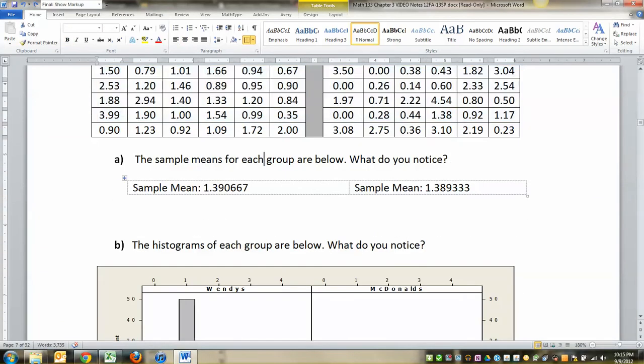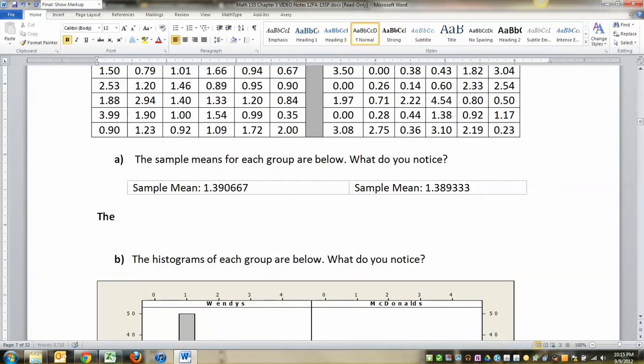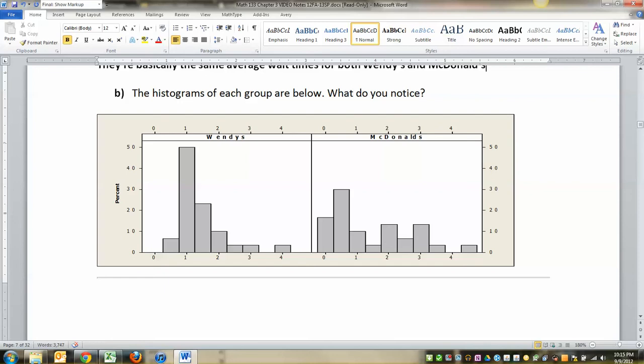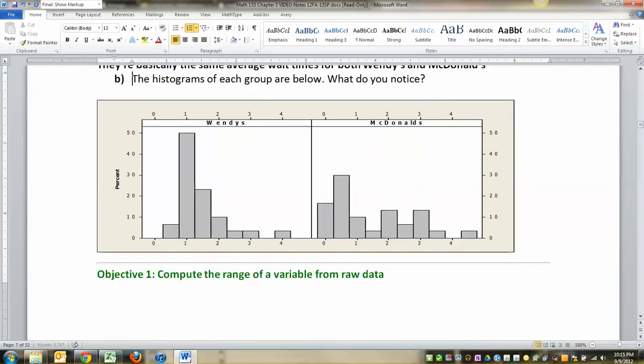So the sample means for each group are below. What do you notice? They're basically the same. Wendy's and McDonald's. Cool. Right? 1.39 minutes for both of them. But here are the histograms. Right? So that's the actual picture of the wait times. Now what do you notice?